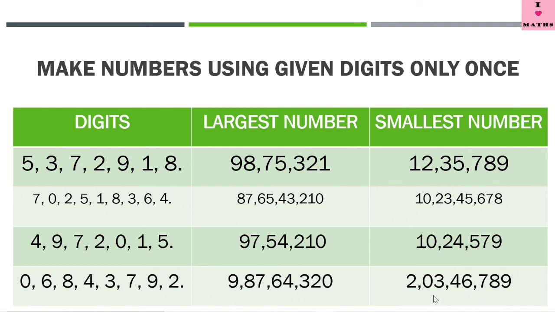So children, I hope you would have understood, whenever the set of digits contain 0, the 0 must come at the second largest place in the smallest number. I hope you would have understood how to make the largest number as well as the smallest number with the given set of digits. Okay, please practice it because practice makes a man perfect.